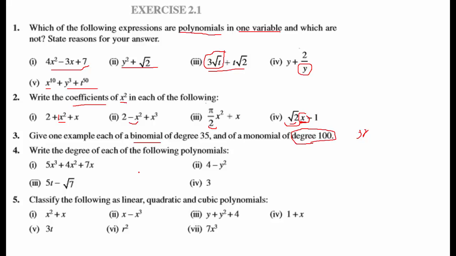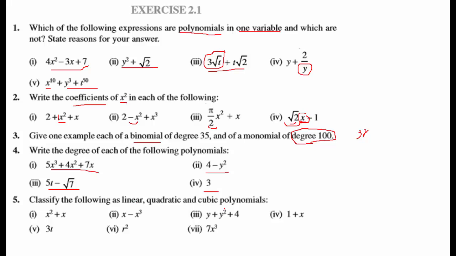Now write the degree of each of the following. Here the highest degree is 3, so this is 3, and here the highest degree is 2, and in this the highest degree is 1 because t raised to power 1, and in this the highest degree is 0.